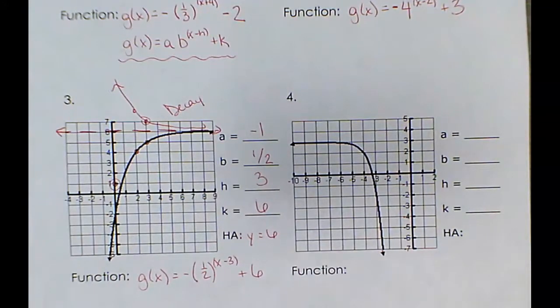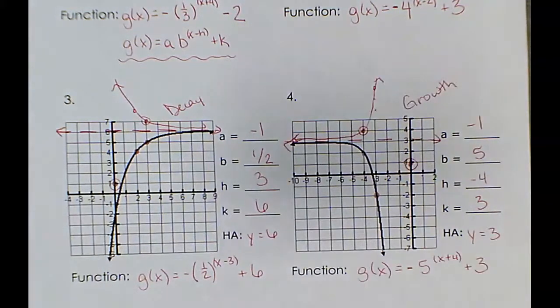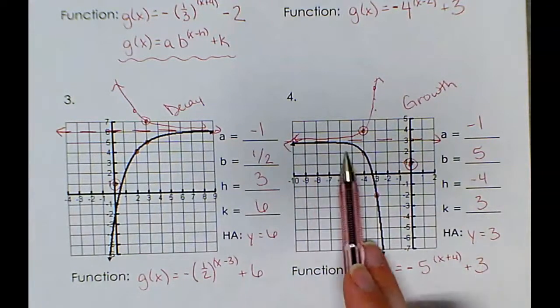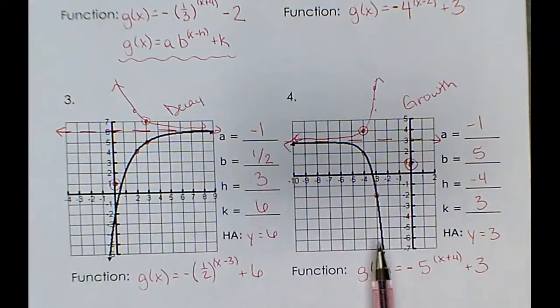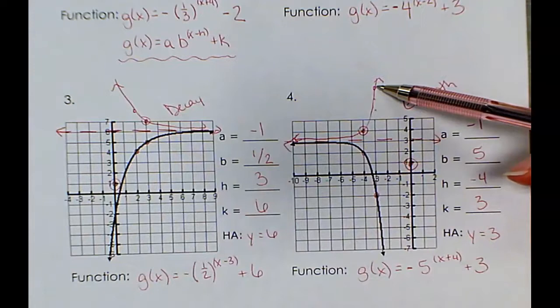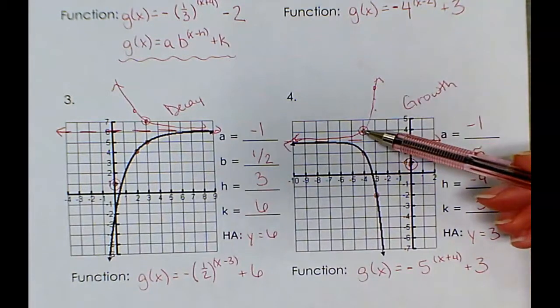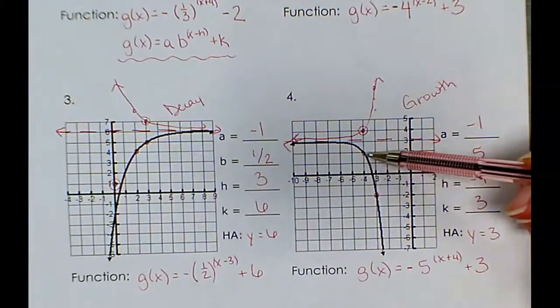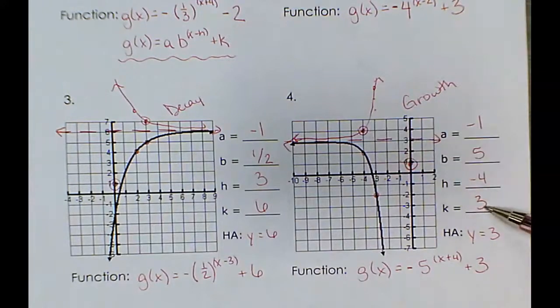So pause your video and try number 4. Because the horizontal asymptote is here at y equals 3 and the graph is underneath, that means there's been a reflection, so a is -1. We reflect these points back where they're supposed to be. We find that the original point moves from 0, 1 to here, so we've shifted 1, 2, 3, 4 units left, h is -4. And we've shifted 1, 2, 3 units up, k is 3.